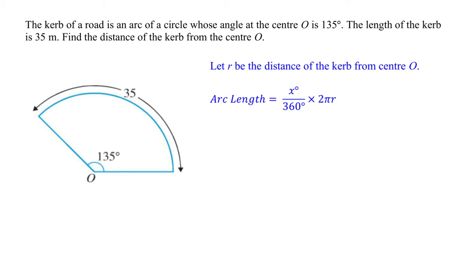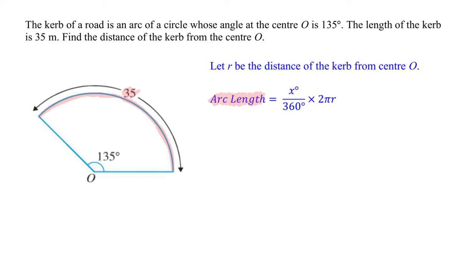Hello everyone, welcome to this video where we are given a curve of a road that is shaped like an arc of a circle, as shown in this diagram, and we are also given the arc length, 35. This is the arc length here that I have highlighted in red. Okay, so the arc length we know already is 35.